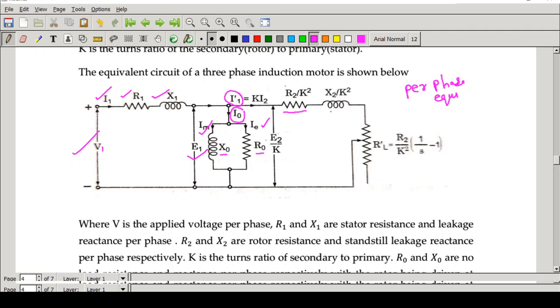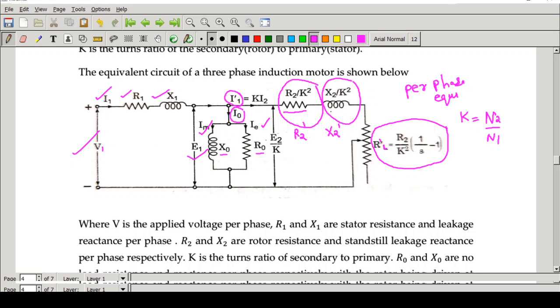When we transfer it to the stator side, we write it as R2 by K squared, where K is the transformation ratio. The transformation ratio K is given by N2 by N1, where N2 and N1 are the number of turns in the rotor and the stator respectively. Similarly, the reactance X2 of the rotor, when transferred to the stator side, becomes X2 by K squared. The same thing applies to the load also, so the load can be represented as RL dash. Here R2 by K squared we can represent as R2 dash, which means the rotor resistance referred to the stator. This dash denotes the stator. Similarly, X2 dash denotes the reactance of the rotor referred to the stator, which is equal to X2 by K squared.